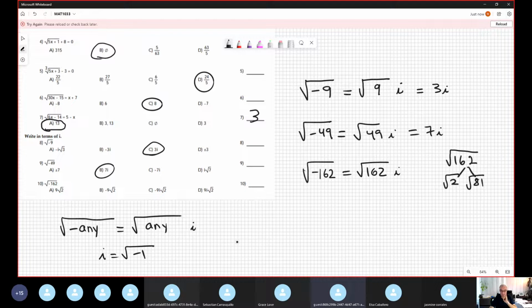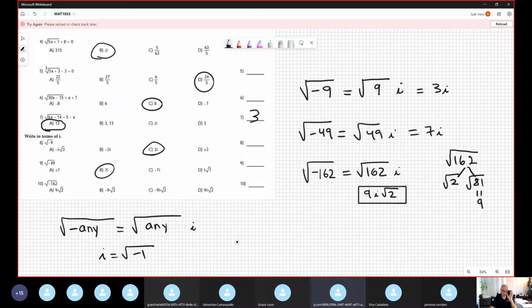Now the square root of 162 is radical 2 and radical 81. I know this guy is 9. The answer is 9i radical 2. The order is not important, but this is the elegant order. You put the numerical coefficients in front, you put i in the middle, and the irrational part, radical 2, radical 5, radical 3, you put in the last place.